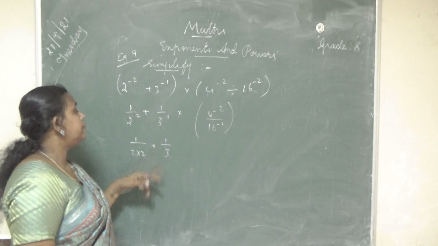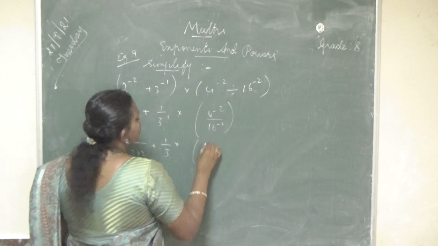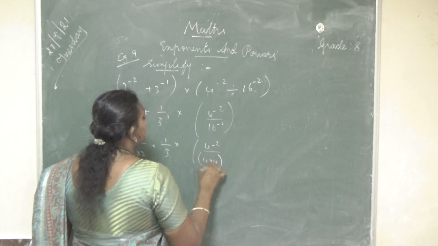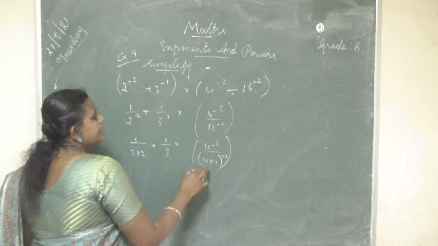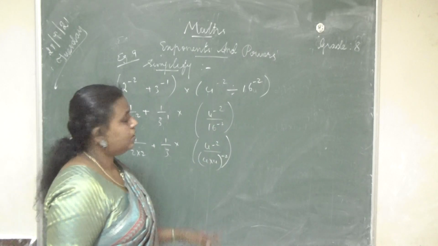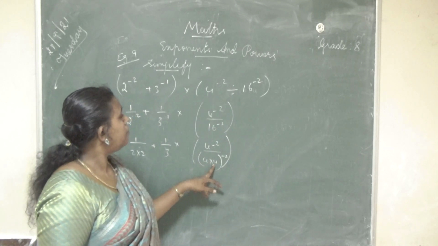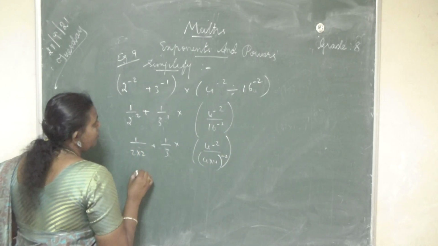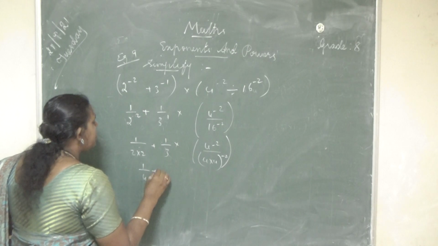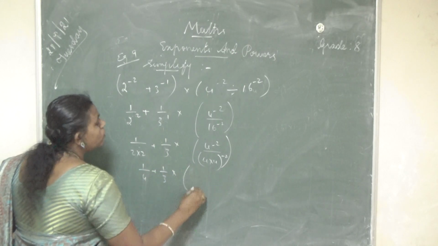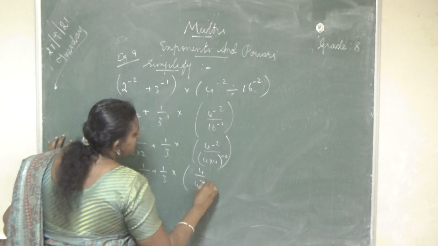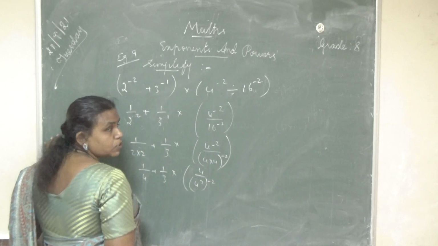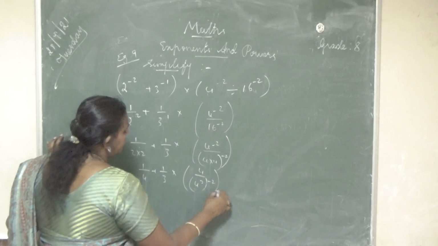Okay, don't get confused. Into 4 power minus 2 by 4 into 4, the whole power minus 2. Can I write 16 this way? 4 fours are 16. So 4 into 4, the whole power minus 2. What is the next step? 1 by 4 plus 1 by 3 into 4 by 4 square, the whole power minus 2. How did I get 4 square here? 4 into 4 means 4 square, the whole power minus 2.